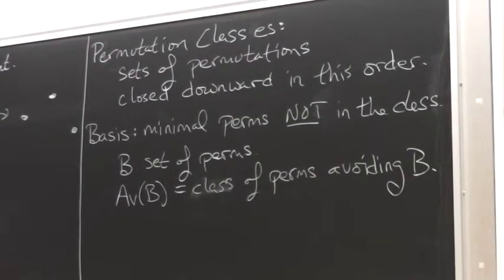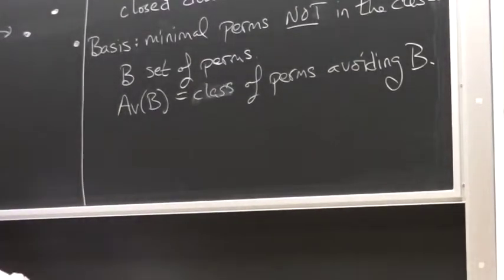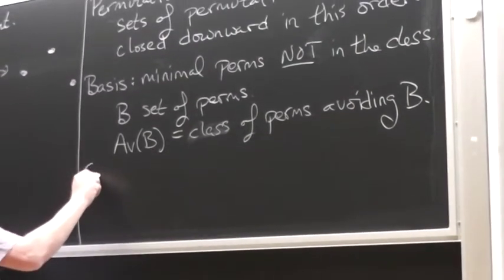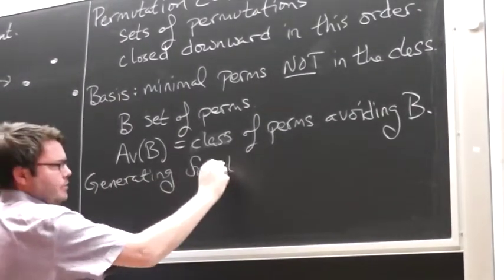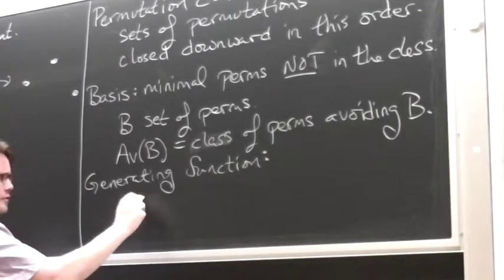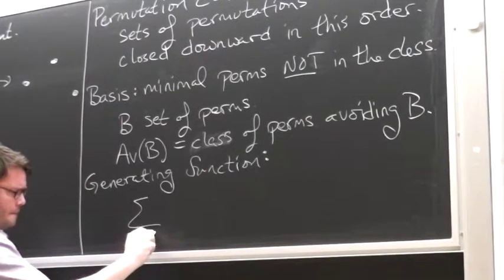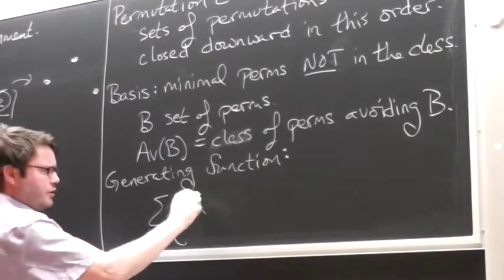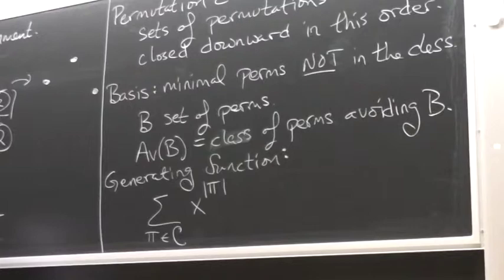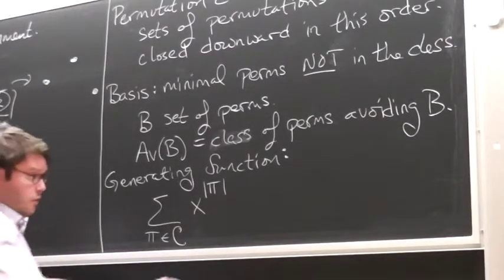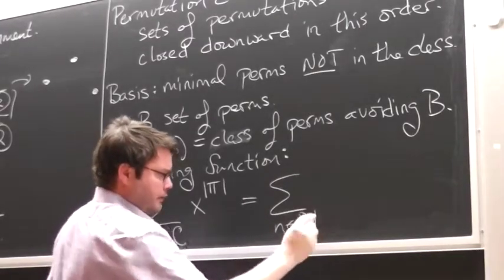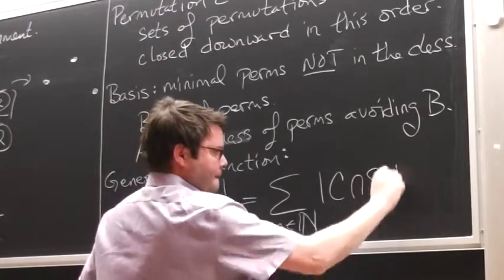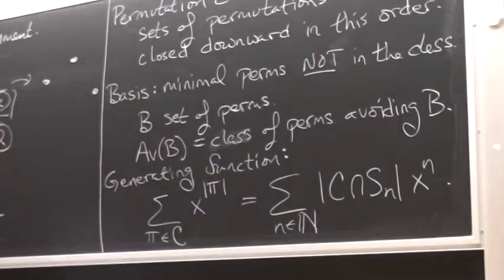And the other object we're interested in, if we've got a permutation class, is its generating function. I can define that as the sum of all pi in the class, x to the length of pi. Or another way we could do it is the sum over all n of s_n x^n, where s_n is the number of permutations in that class of length n.